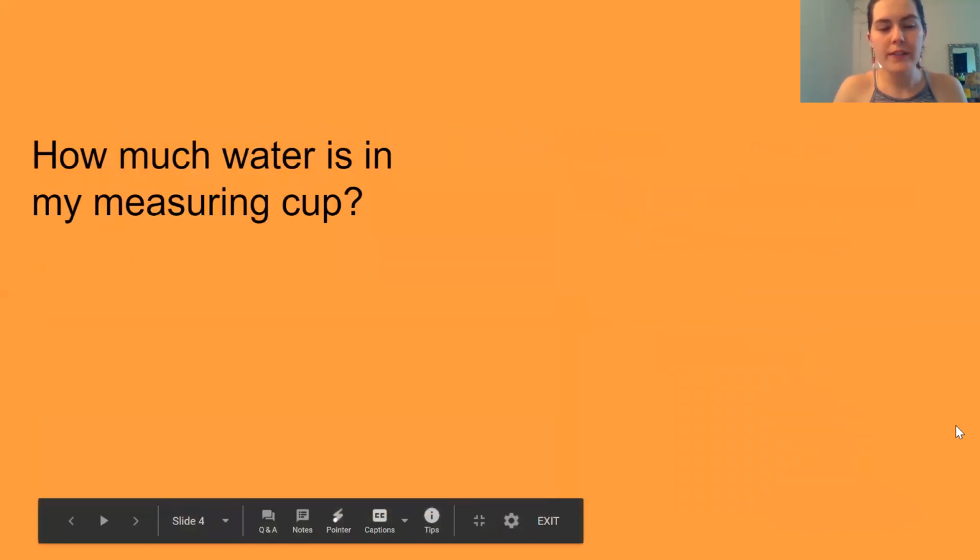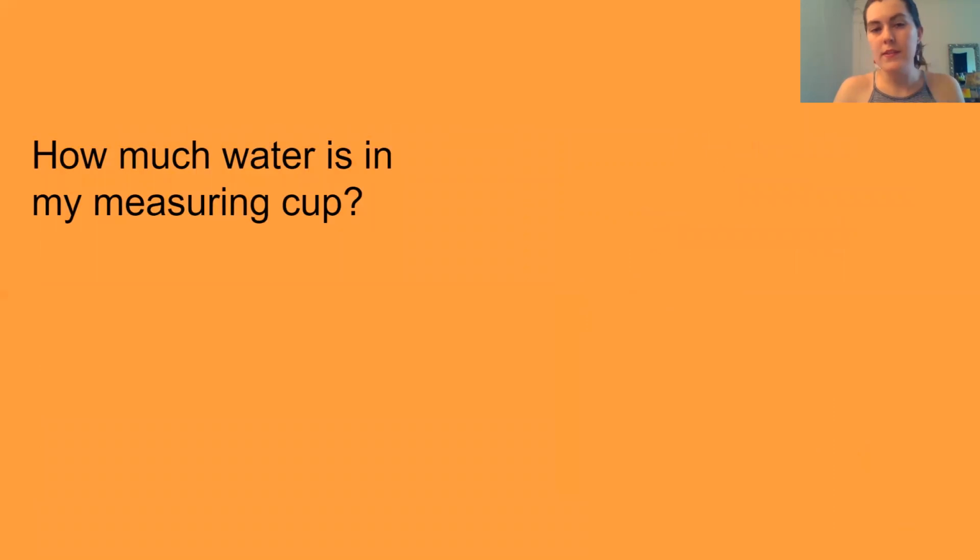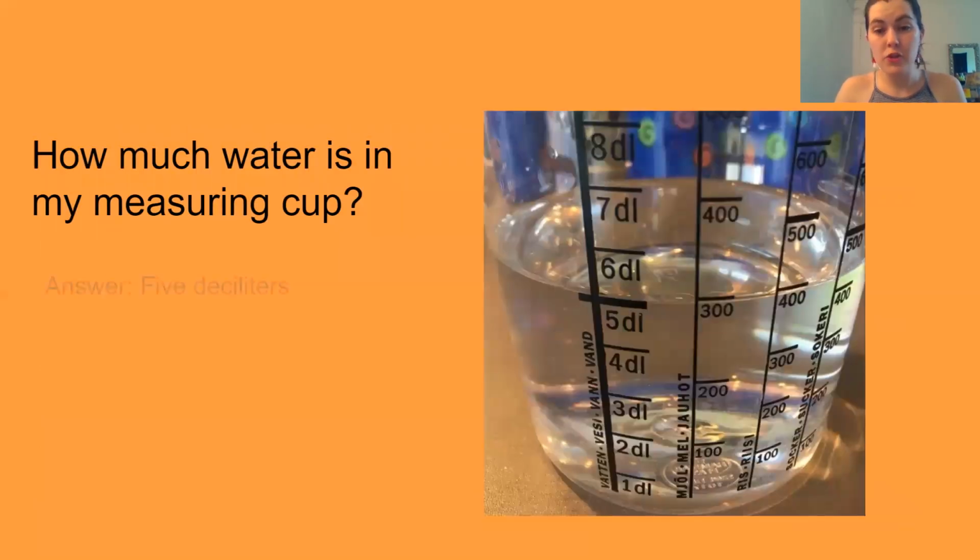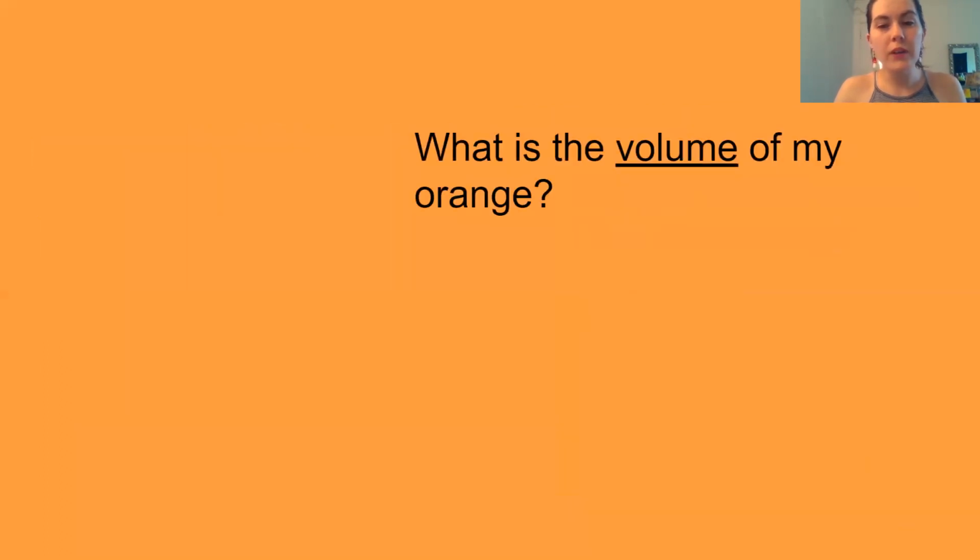So how much water is in my measuring cup? Remember, this is important for measuring volume. In my measuring cup, there are 5 deciliters. We'll need to remember that when we add the objects to our water and see the different level of water that we get.